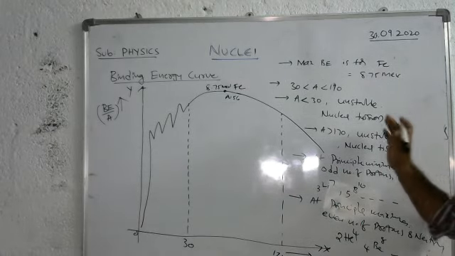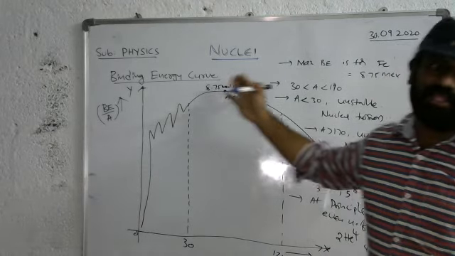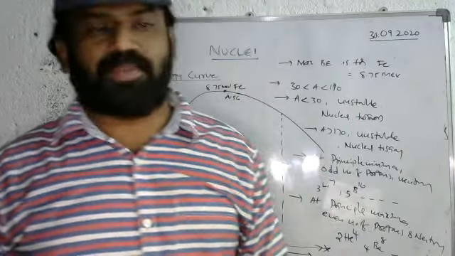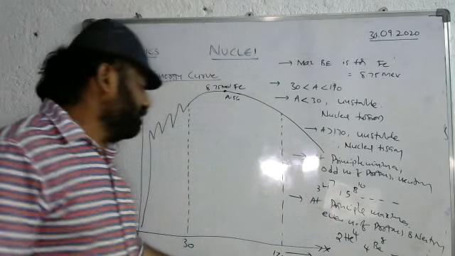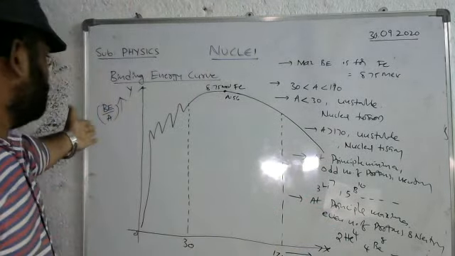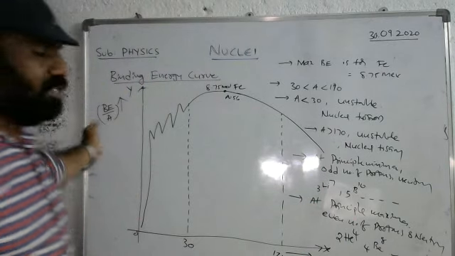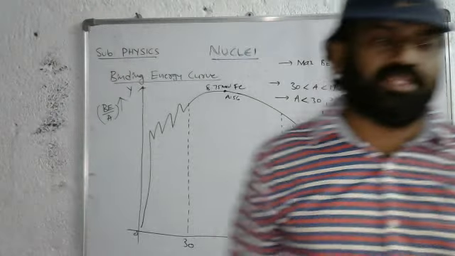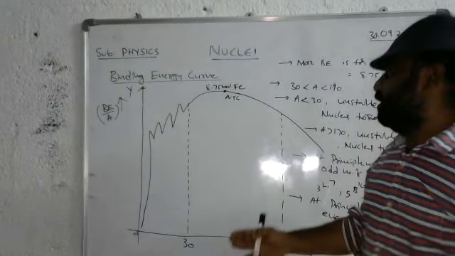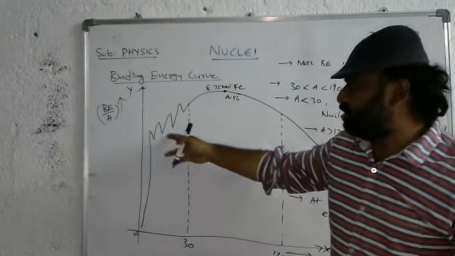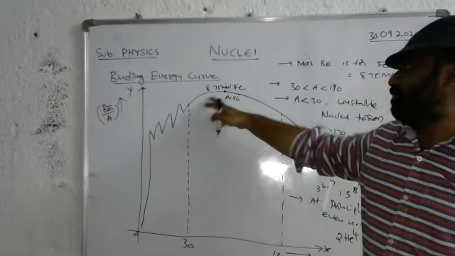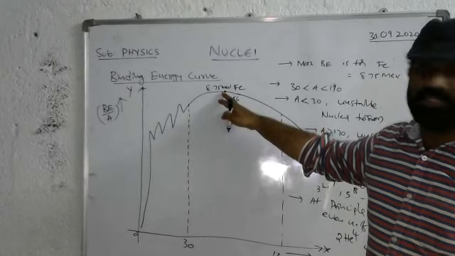Can I explain once again? Look here, the binding energy curve. What is meant by the binding energy curve? A graph is plotted between the mass number on the x-axis and the binding energy per nucleon on the y-axis, which gives information about the stability of the nucleus. Here the graph is like this. These are all called kinks, K-I-N-K-S, and here the curve is at a maximum.